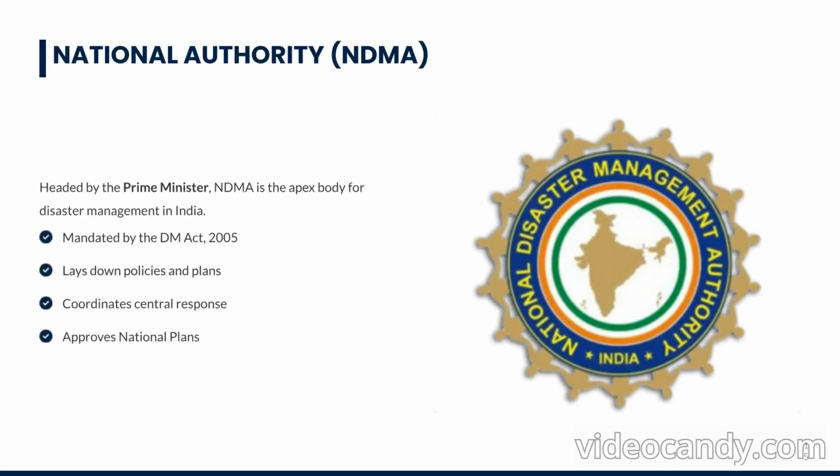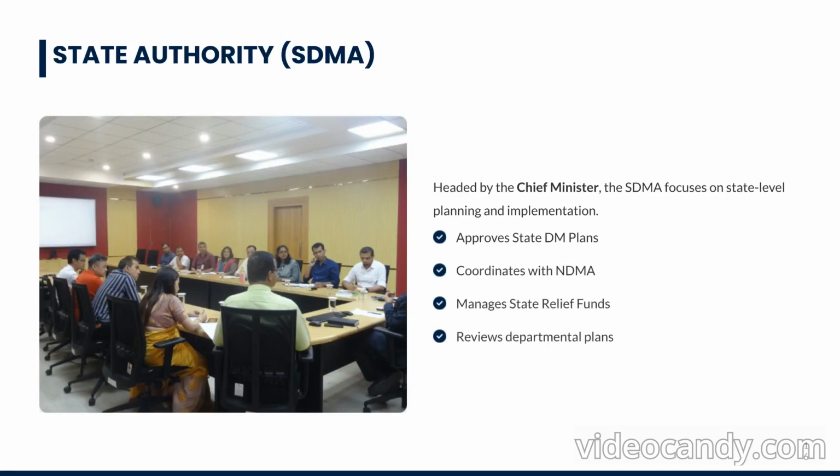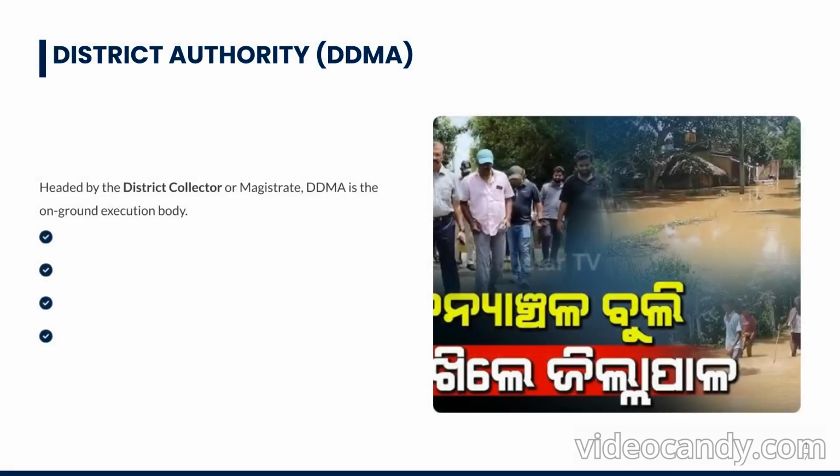Mandated by the DM Act 2005, the NDMA lays down policies, coordinates central response, and approves national plans. The State Authority, or SDMA, is headed by the Chief Minister and focuses on state-level planning and implementation. Key functions include approving state DM plans, coordinating with the NDMA, and managing state relief funds. The District Authority, or DDMA, is the on-ground execution body, headed by the District Collector. Its responsibilities cover planning, coordinating local agencies, preparing district DM plans, and providing immediate field response.